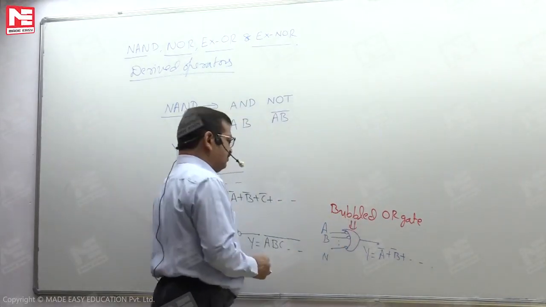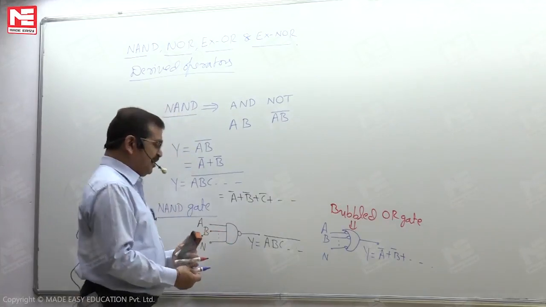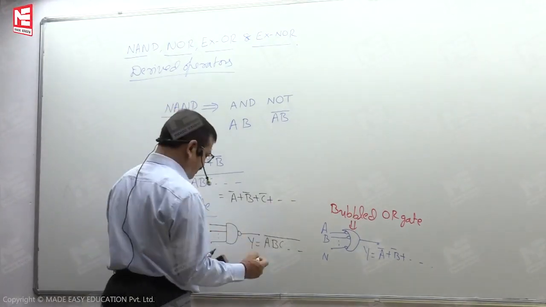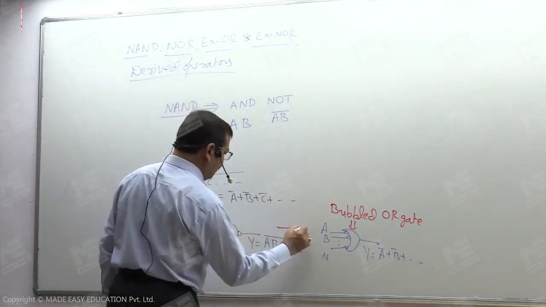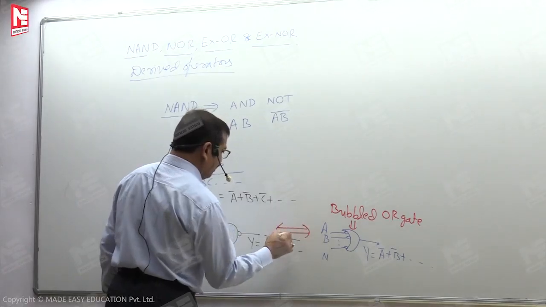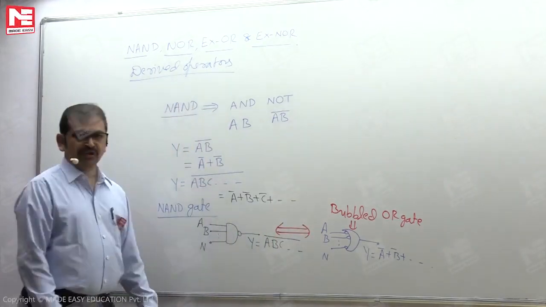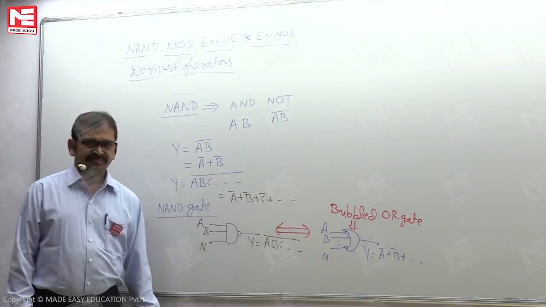So based on this, a NAND gate is equivalent to a bubbled OR gate, or a bubbled OR gate is nothing but equivalent to a NAND gate.